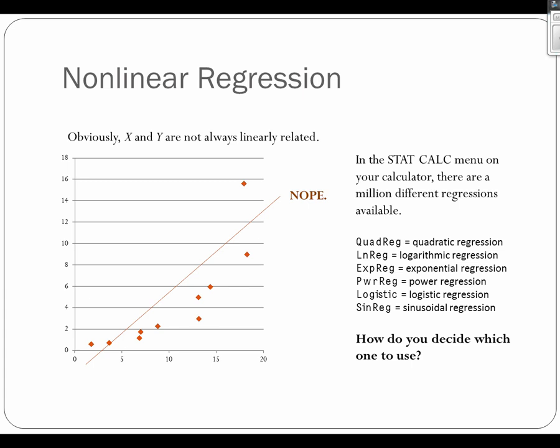So when you do stat calc and go to do linreg, there are lots of other regressions that you can choose from, right? And here's what they mean. So quadreg, that means quadratic regression. LNreg is the logarithmic regression. Notice that it's not logreg, it's LNreg. Xpreg is exponential regression, power regression, logistic, and sinusoidal regression. So how do you decide which one of these is the one that fits your data the best?